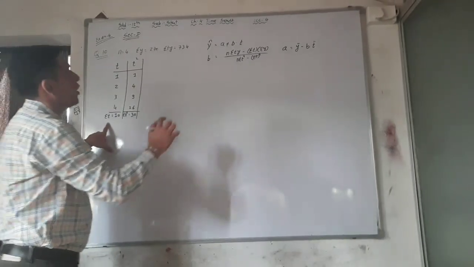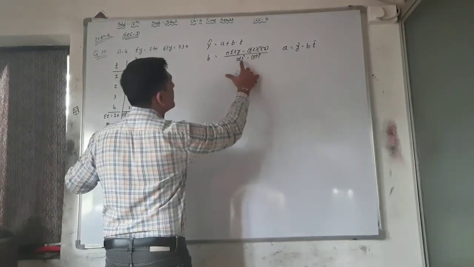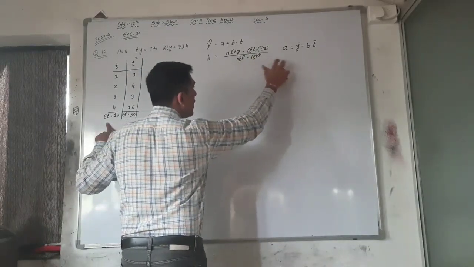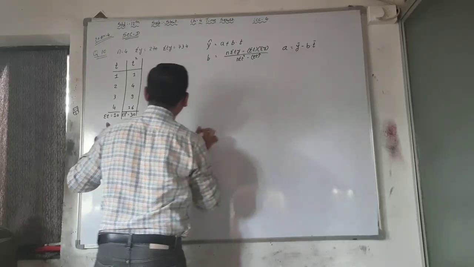Second one, t square column. That is 1 square, that is 1, 2 square, 4, 3 square, 9 and 4 square, 16. Here we make the total, sigma t square, 30. See here, we got these two, sigma t and sigma t square. Now we want y bar and t bar.